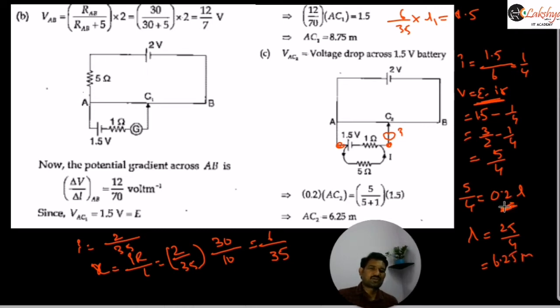So note here, this is the same 5 ohms. Instead of connecting in series, we are connecting it in parallel. So when it is connected in parallel, the balancing length changes. That is what they are asking here. Now in this circuit there is no resistance except the resistance of the wire, so the potential gradient will be only 0.2, right?